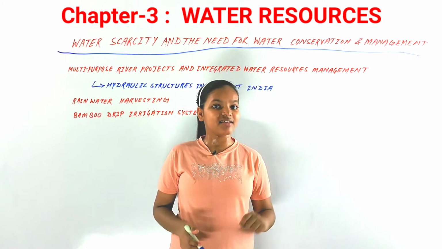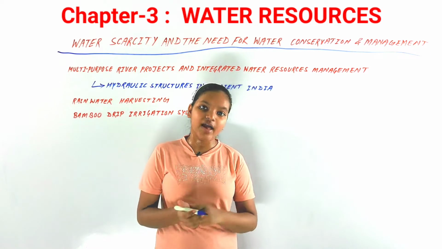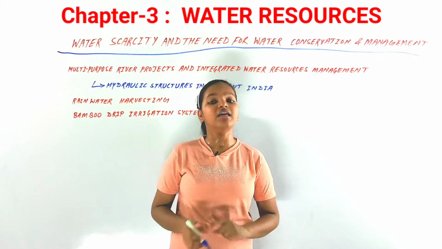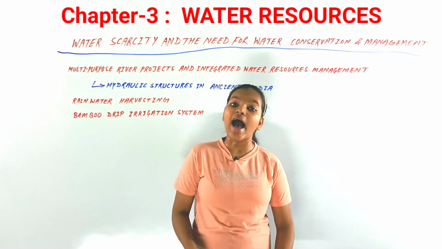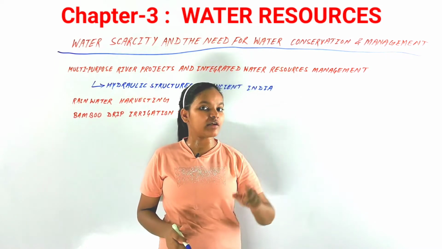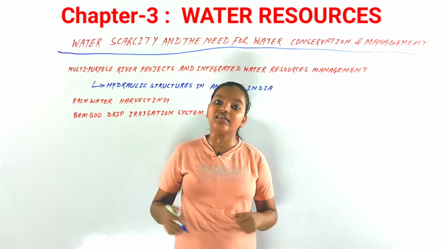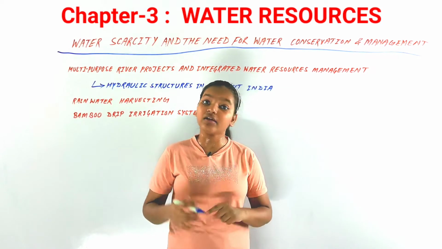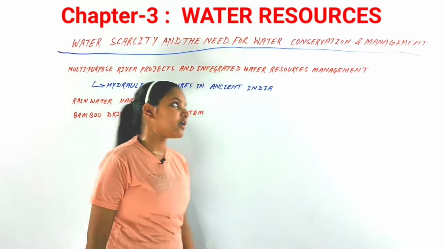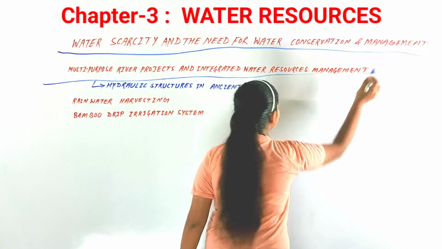So you could say that these are some of the reasons behind water scarcity, and by knowing all these facts, you might be thinking that there is a need for conservation and management of water. We need to conserve our water and manage how to use it. These are some of the steps that should be taken by the government, by the people, by the citizens of our country. Now let's discuss the next topic, that is multi-purpose river projects and integrated water resources management.